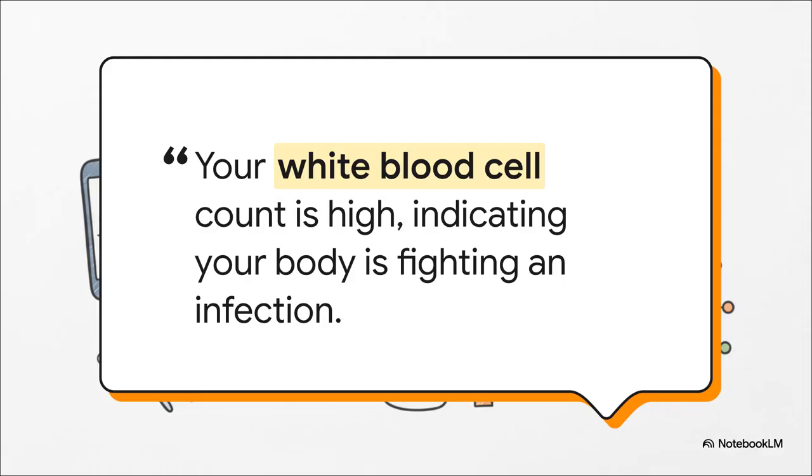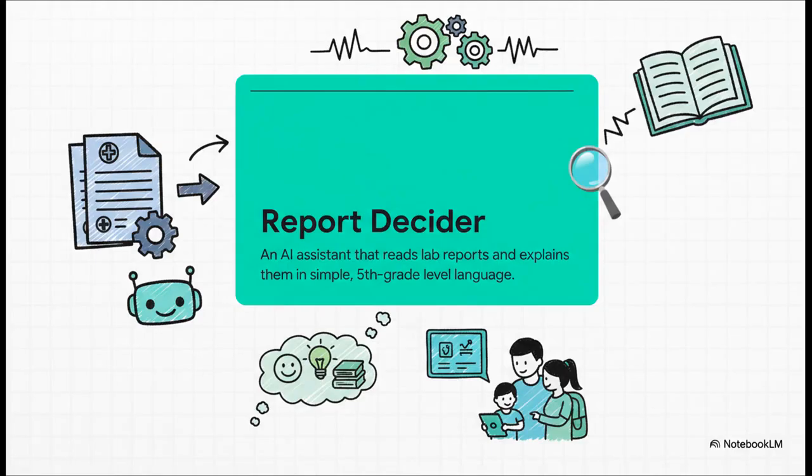And here is HealthSync's answer. No jargon, no confusion. Just this. Your white blood cell count is high, which indicates your body is fighting a viral infection. Dr. Sharma has been notified. In one simple sentence, you get clarity, you get context, and you get reassurance. It's incredible. This feature has a name, the Report Decider. It's basically an AI assistant whose whole job is to read those complex medical reports and translate them into simple language that pretty much anyone can understand, like at a 5th grade reading level.